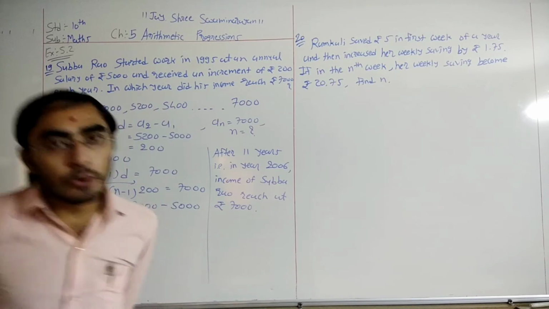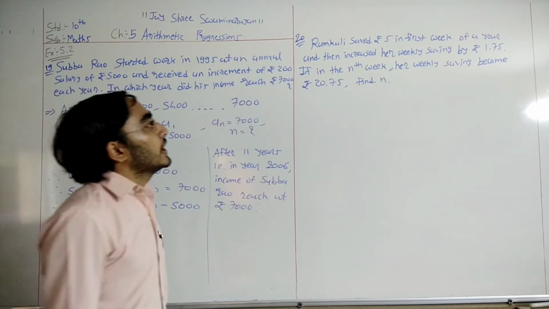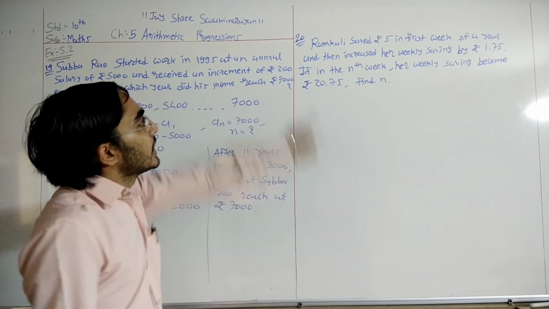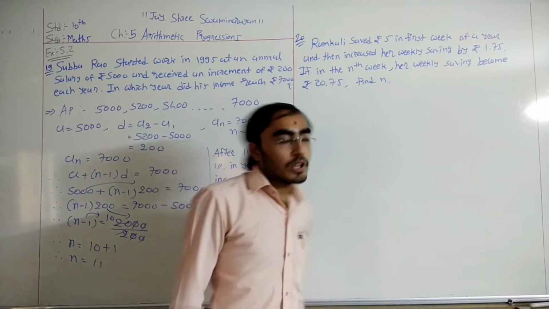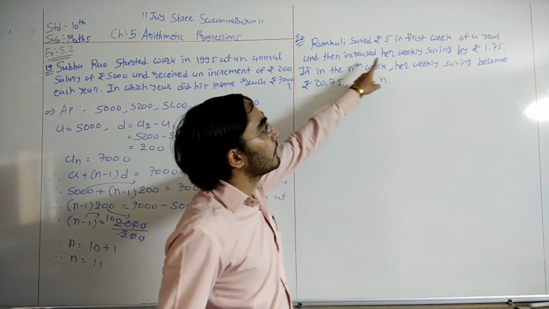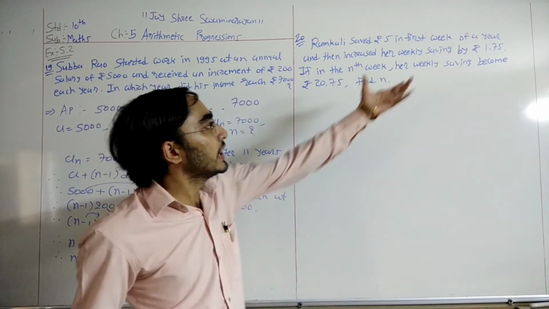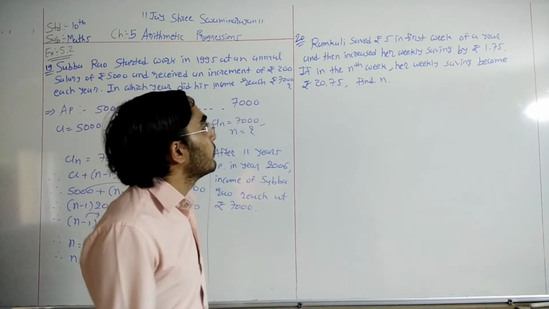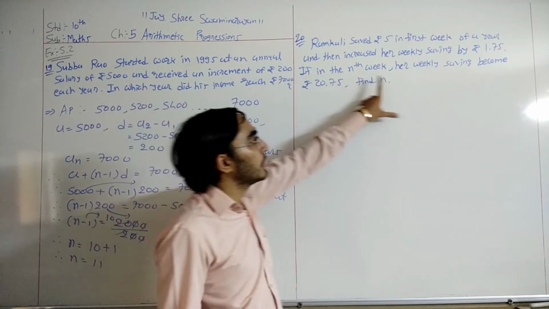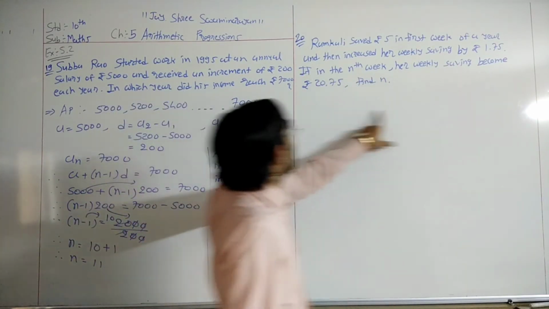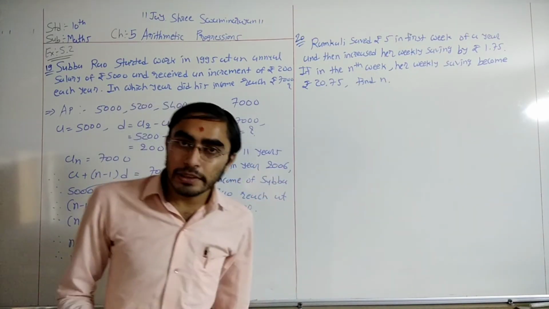Okay. Now, next is question number 20. Read this question. Here we even have a similar type of question. Ramkali saved ₹5 in the first week of a year, and then increased her weekly saving by ₹1.75. So every week she increased the saving by 1.75 rupees. If in the nth week her weekly saving becomes rupees 20.75, find the value of n.